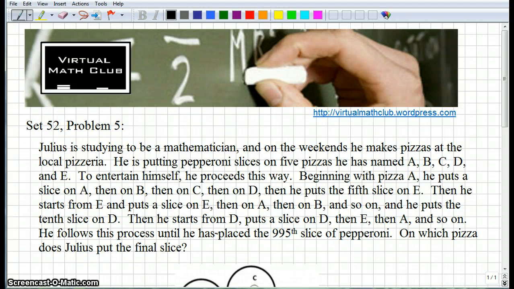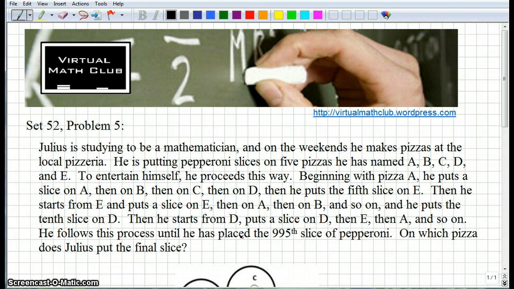Problem number 5. Julius is studying to be a mathematician, and on the weekends he makes pizzas for the local pizzeria. He's putting pepperoni slices on 5 pizzas he has lovingly named A, B, C, D, and E. To entertain himself, he proceeds this way.